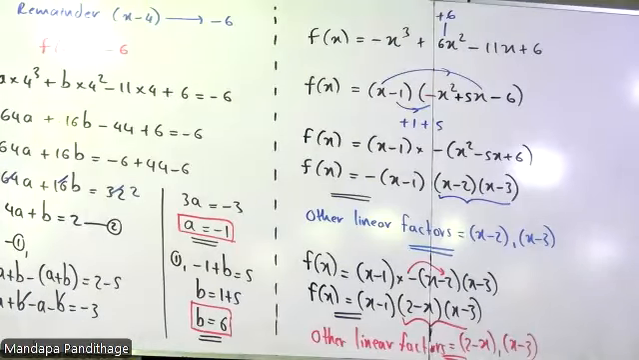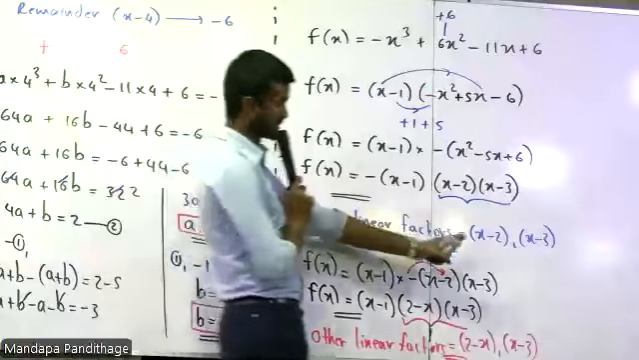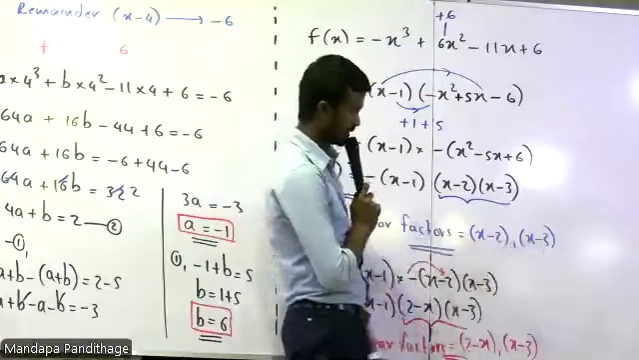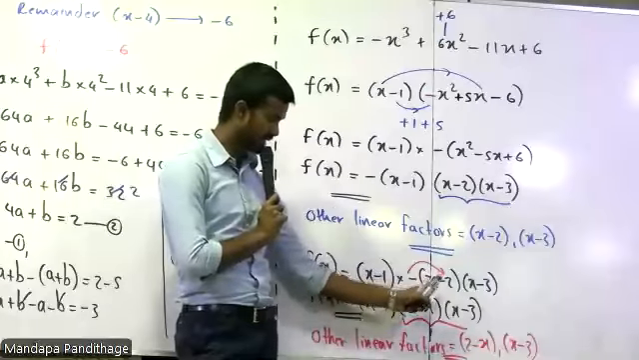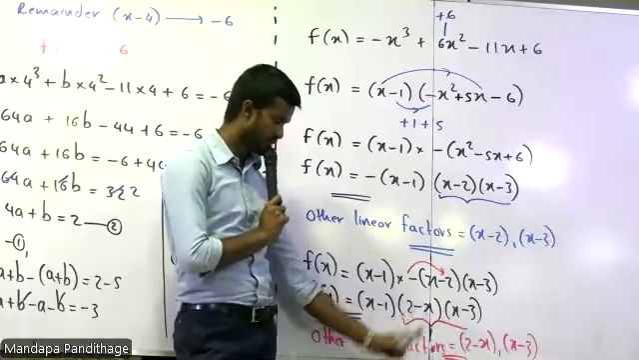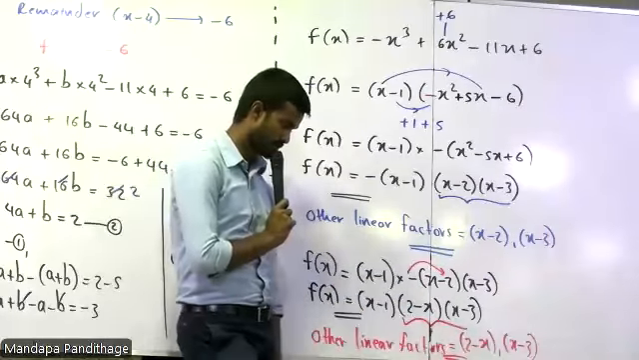Write both ways. If you keep it this way, the linear factors are x minus 2 and x minus 3. In this way, if you put the minus in, the linear factors are 2 minus x and x minus 3.